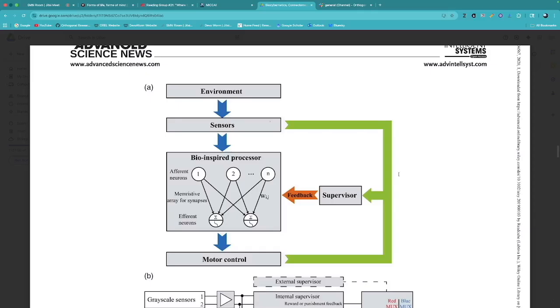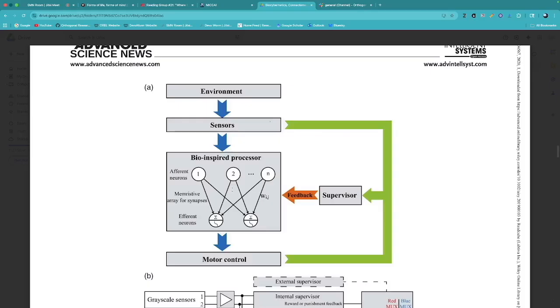The sensors then pass this to the bio-inspired processor, where you have the simplified neural network with afferent neurons and memristive arrays for synapses, which just map the afferent neurons to efferent neurons. The afferent neurons take in information from the sensors. The efferent neurons are the output layer that map that to the motor control of the vehicle. And so the WIJ matrix is just the mapping between those.